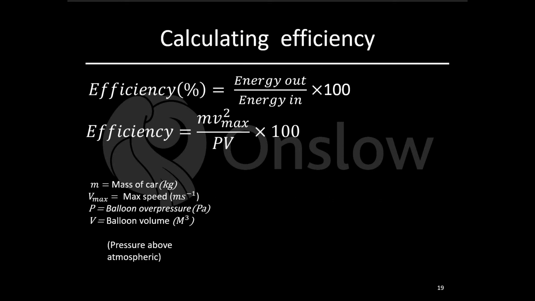And then we have our efficiency equals mass times maximum velocity squared over pressure times volume times 100, and that also gives us a percentage. So we have some keys down here of the units. Mass of car was measured in kilos, maximum speed was measured in meters per second (m/s^-1), pressure was measured in pascals, and balloon volume in meters cubed. Another important thing to note is that the pressure we used is pressure above atmospheric.